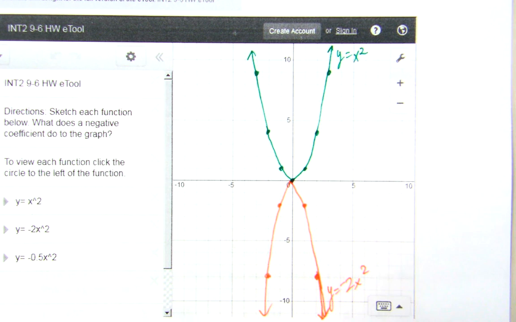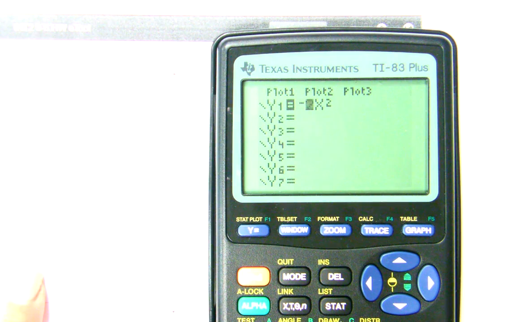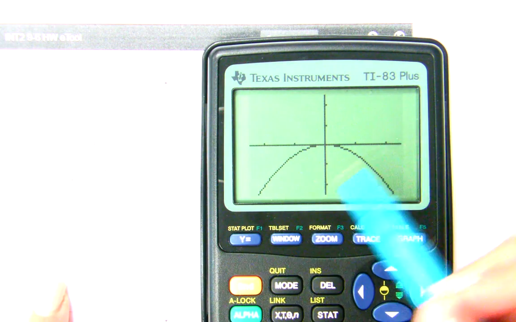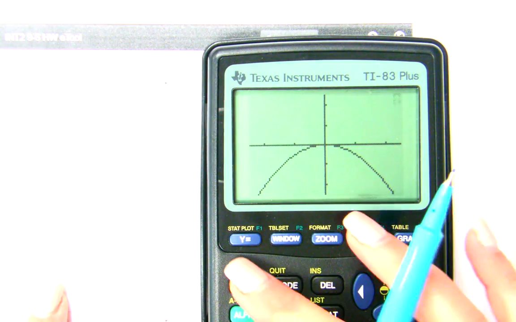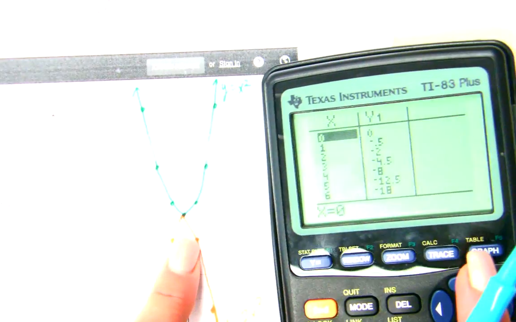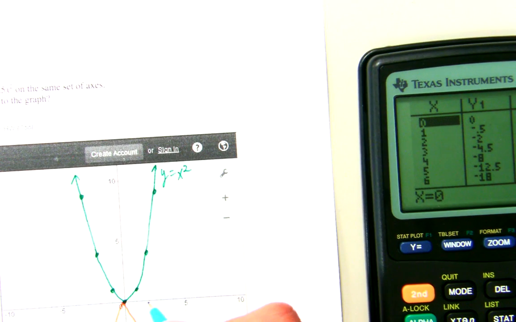And then the last one we'll do in blue, a nice blue color. The last one is negative 0.5x squared. And when we graph it, oh, it's just a little bit wider than the other one. Well, actually not a little bit, it's a lot wider than the other one. So let's go to table. So 0, 0 for both. And then 1 is at negative 0.5, 2 is at negative 2.